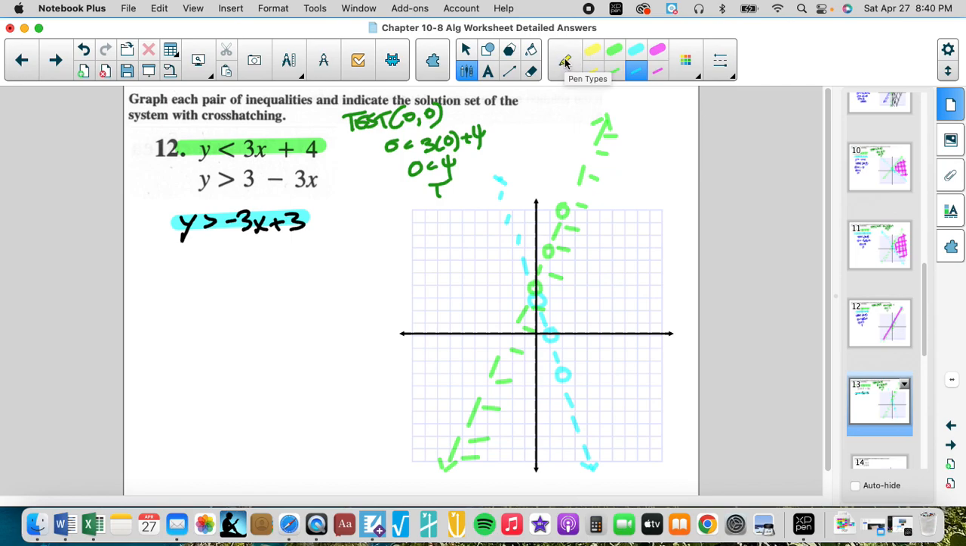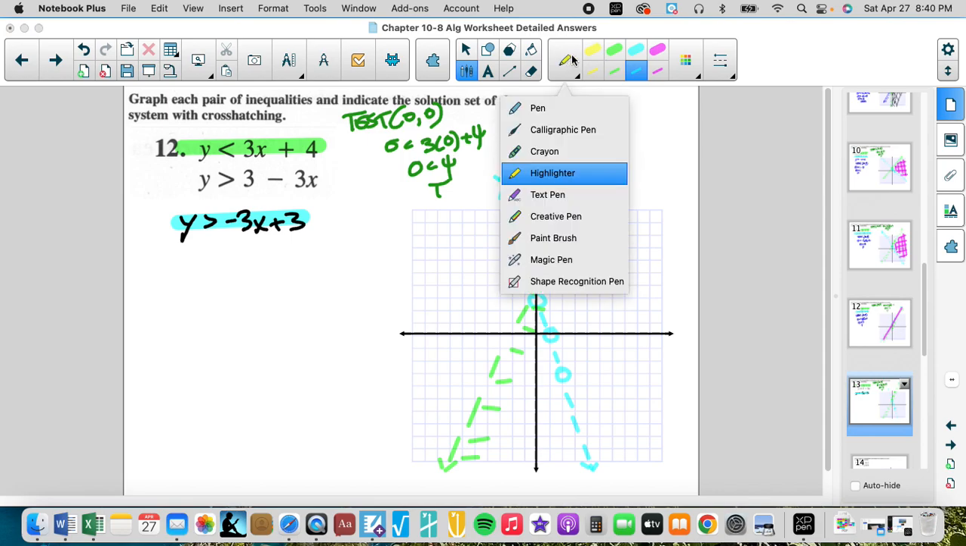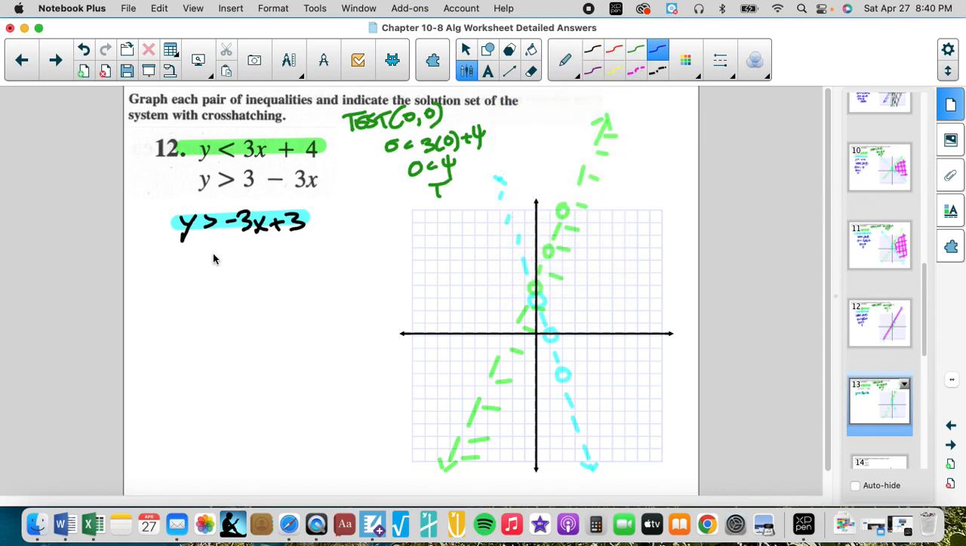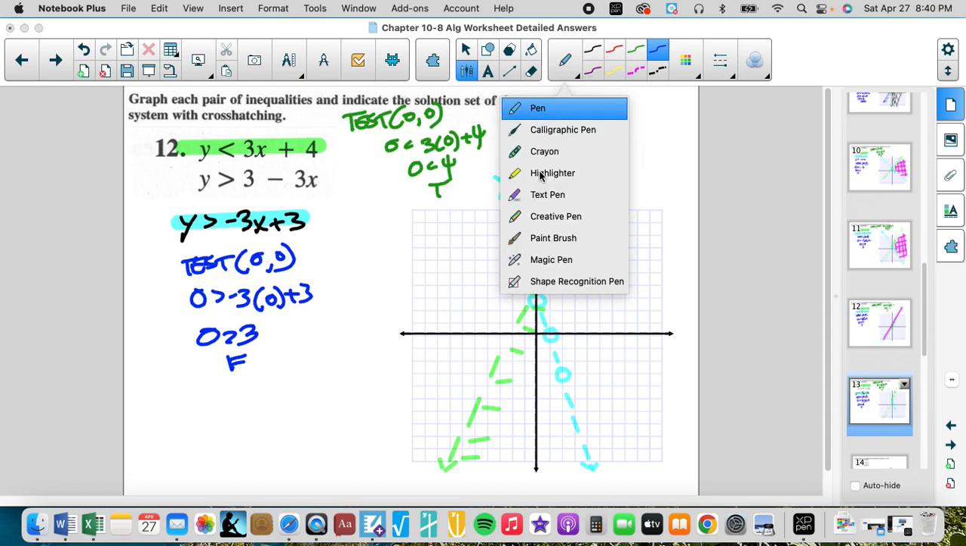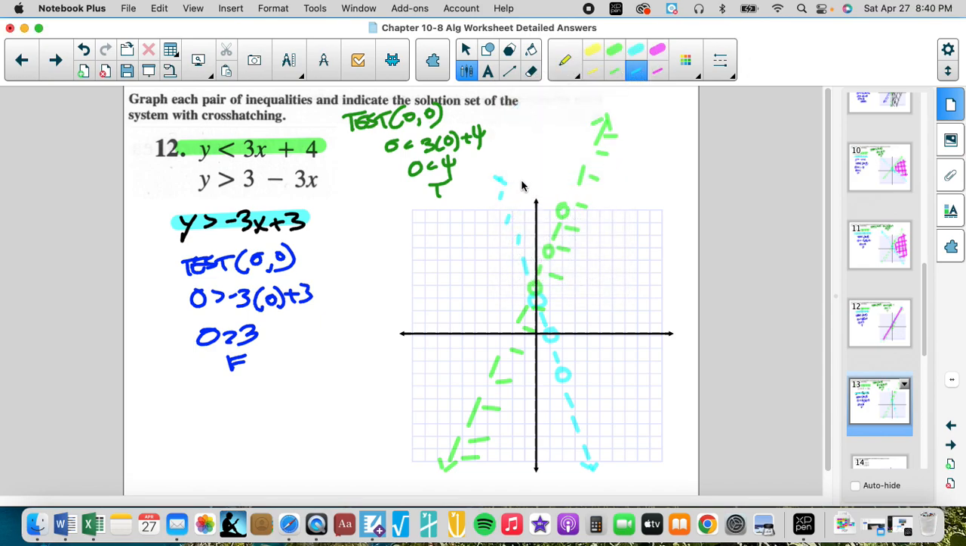Oh, we forgot to test. Oh, I tested that. I need to test this. Test. I can test 0, 0 is 0 greater than -3 times 0 plus 3. 0 greater than 3, that's false. So we're going to shade away. Shade away, it sounds like a song.